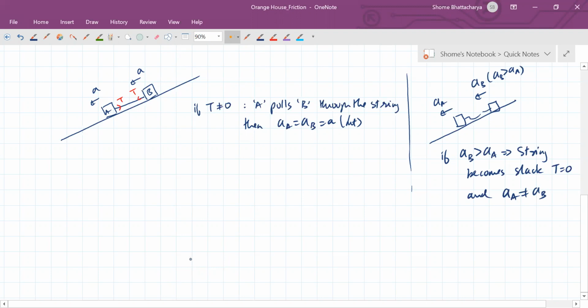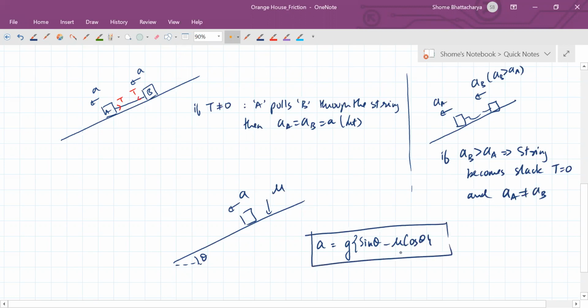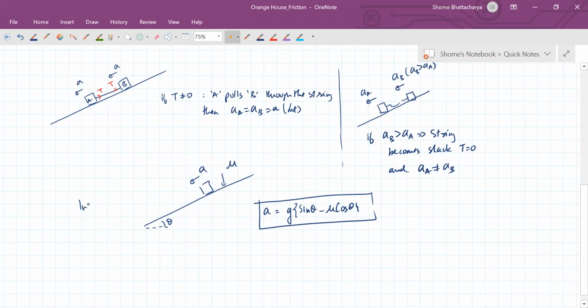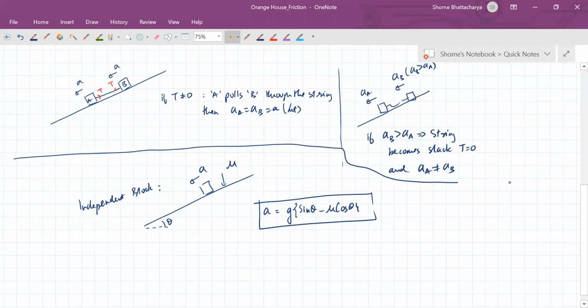For that you have to understand that an independent block with coefficient of friction mu and angle of inclination theta, what is its acceleration? Its acceleration is independent of mass. Its acceleration is g into sine theta minus mu cos theta. So the acceleration depends on mu. Theta is common for both of them. So this is a case of an independent block with an acceleration like this.